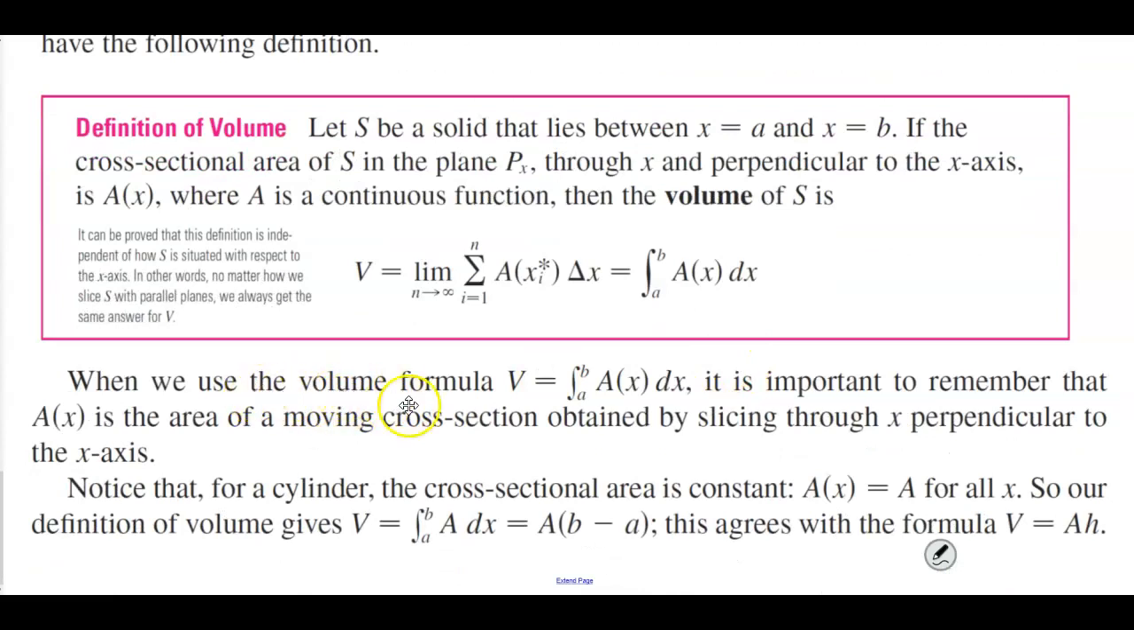When we use the volume formula, it is important to remember that A of x is the area of a moving cross section obtained by slicing through x perpendicular to the x-axis. Notice that for a cylinder, the cross-sectional area is constant, so A of x would equal A for all x. Our definition of volume then gives V equals the integral from a to b of A dx, which equals A times b minus a. This agrees with the formula V equals A times h.